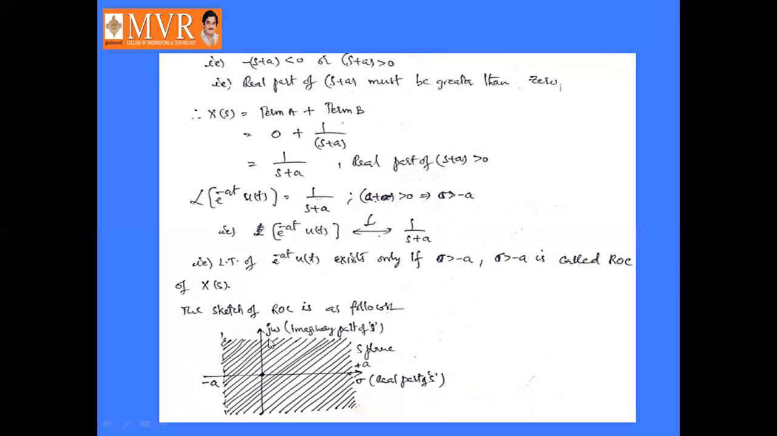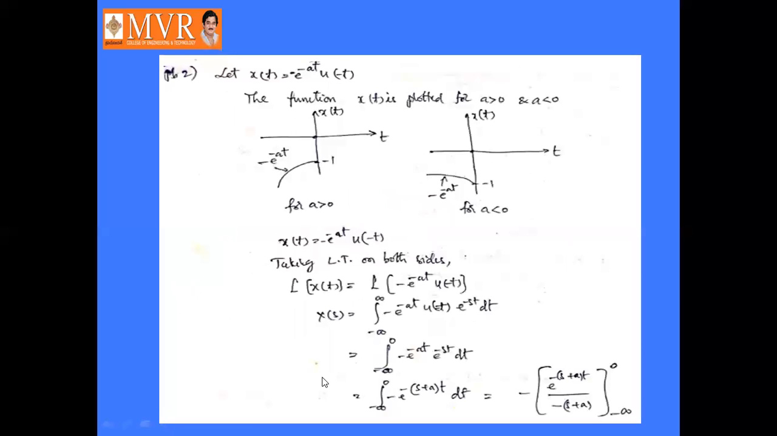Here sigma is greater than minus a. This is minus a. So beyond minus a, this ROC will exist. This is the ROC for this problem. Sigma is greater than minus a, so the real part of s is greater than minus a. So this will be represented like this. Okay, right. Similarly, we'll take the next problem.